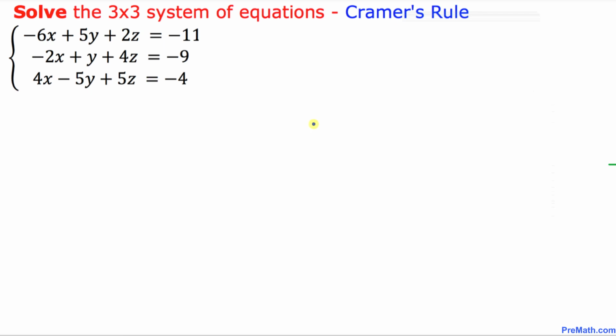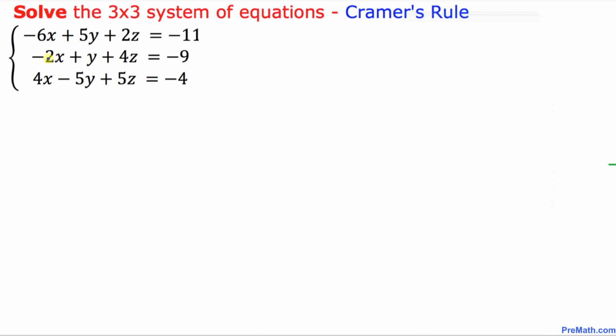Welcome to PreMath. In this video tutorial, we are going to solve this system of three equations with three variables by using Cramer's rule. The very first thing to keep in mind is that the x variables must be nicely aligned, as you can see. Likewise, the y variables must be aligned as well, and the z variables as well. Now let's go ahead and identify the coefficients of these variables.